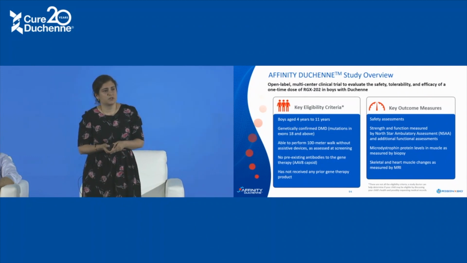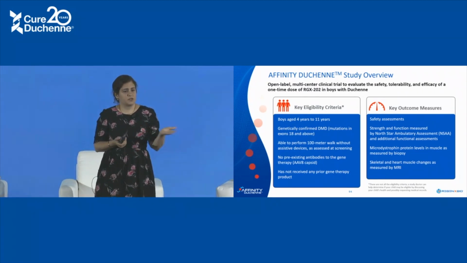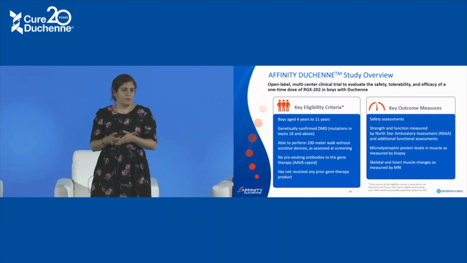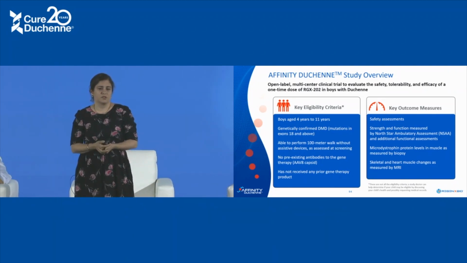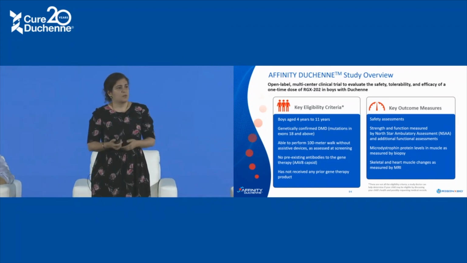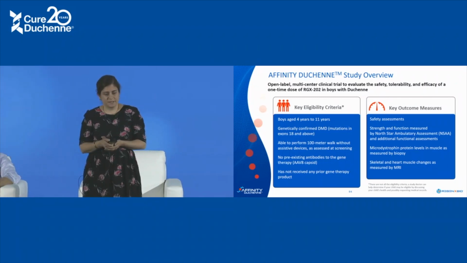Our outcome measures are going to include safety assessments, strength and function as measured by the North Star Ambulatory Assessment, microdystrophin protein in the muscle. When we check on muscle biopsy, we can see that the microdystrophin protein that's delivered by RGX-202 is lining the sarcolemma and actually being delivered to the correct place. And we're going to check for skeletal and heart muscle changes as measured by MRI studies.